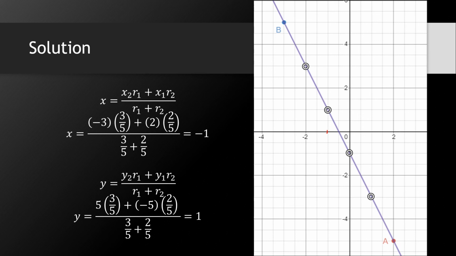About y, same procedure, just change x to y. So 5 times 3/5 plus -5 times 2/5 all over 3/5 plus 2/5 is equal to 1. So our answer is (-1, 1), and that corresponds to this point. So we know that we are correct.